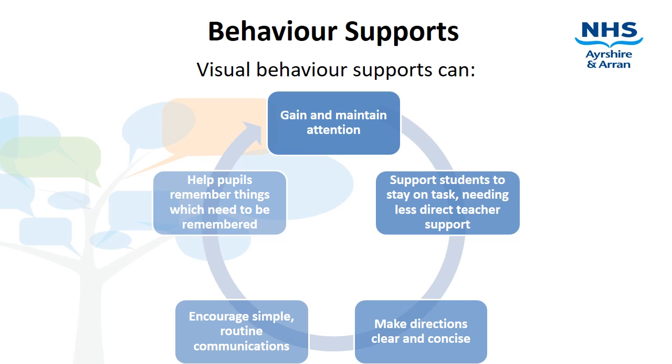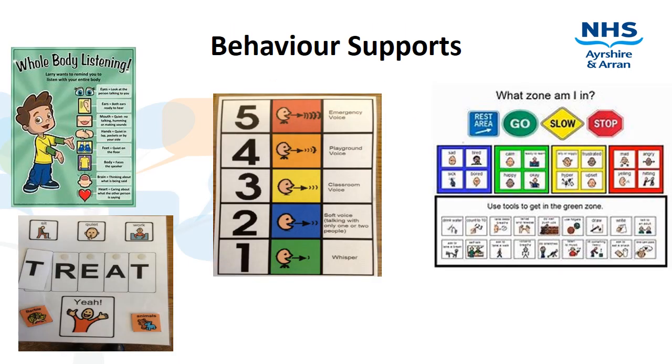So when coming back inside after lunch, you could have a visual up of coat off, hang up coat, wash hands, sit on carpet, so they know exactly what needs to happen. So these are some examples of behaviour support. So we have a whole body listening, what the expectations are, sit, quiet, work, our voice, so in the classroom we're using a 3, and the zones of regulation. So what zone am I in? What tools am I using to keep myself focused, calm, and ready to work?